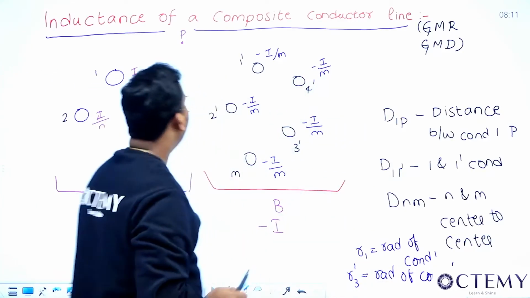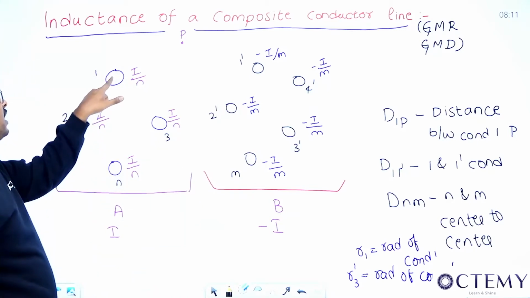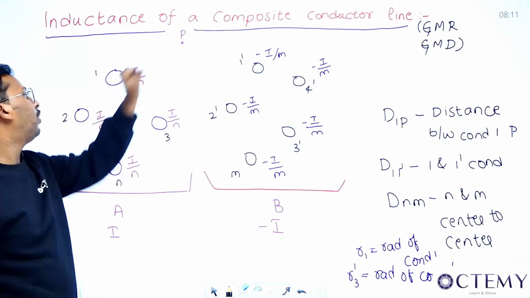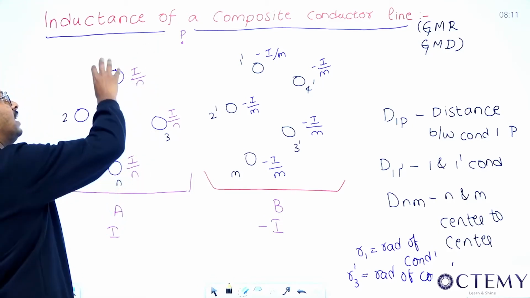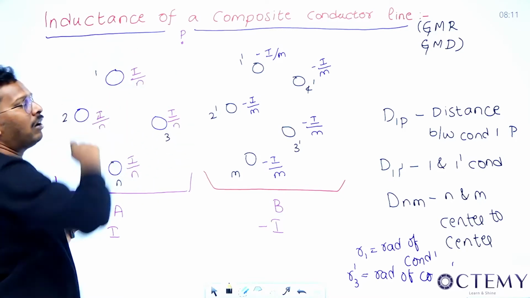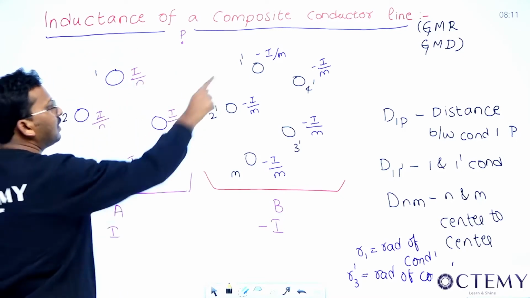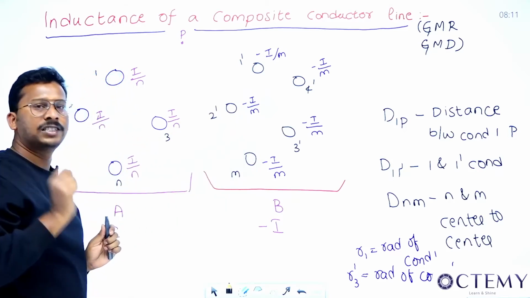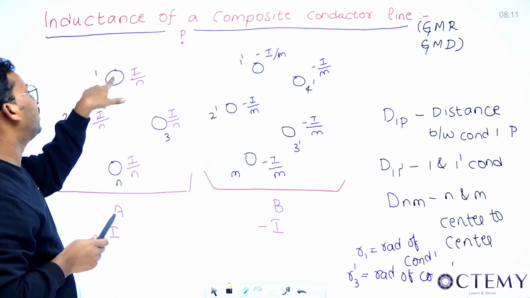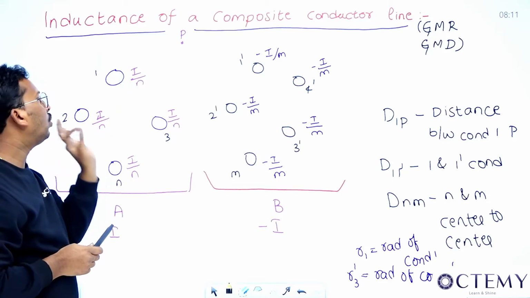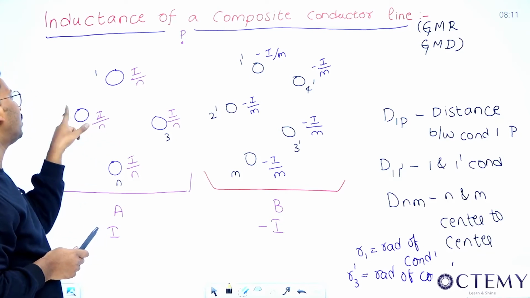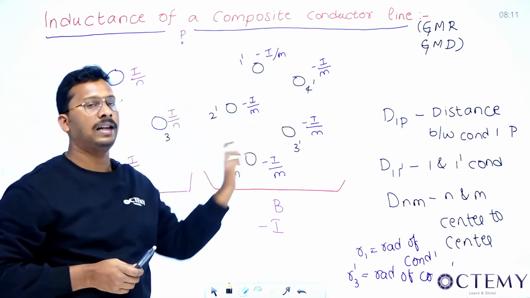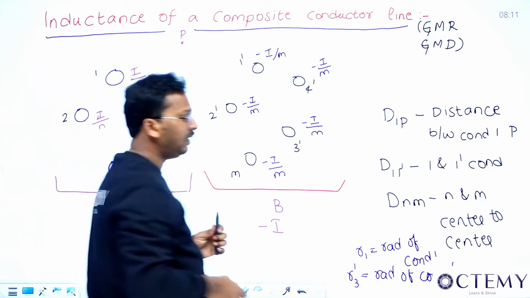Now let me go back to the last slide and tell you what I'm trying to do. Now I have to find the flux linkage between conductor 1 and point P, conductor 2 and point P, conductor 3 and point P, conductor N and point P. That will not be only because of the current in this one, but also because of all the other currents. If I simply want to find the flux linkage between the first conductor and point P, it will not only be because of I by N, the current in conductor 1, but also because of all the remaining currents, right? Because that is what we have learned in the last theorem.